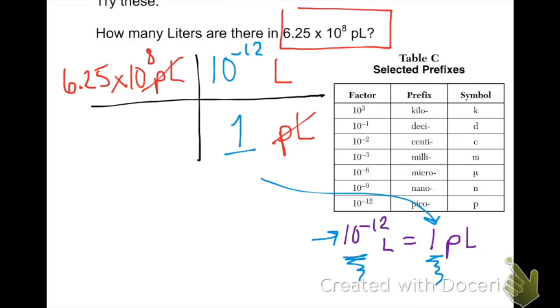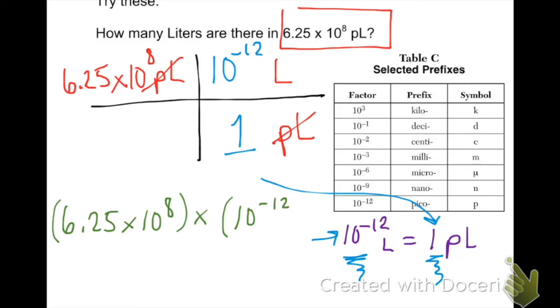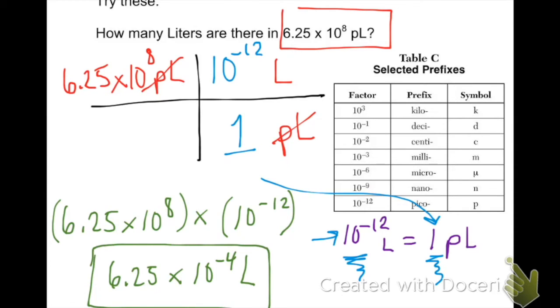So we are going to get 6.25 times 10 to the 8th times 10 to the negative 12. And hopefully we were able to get 6.25 times 10 to the negative 4th liters. And does that make sense? You betcha it does, because a liter is a larger unit than a picoliter. So we would anticipate that value to be very small compared to the picoliter value.